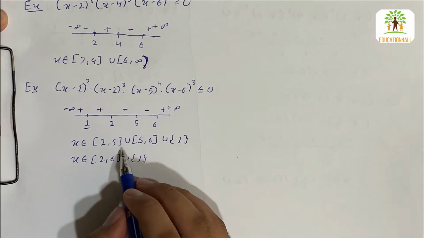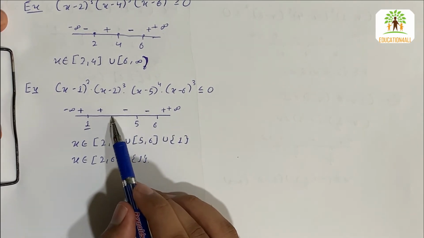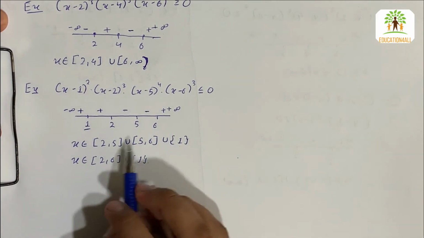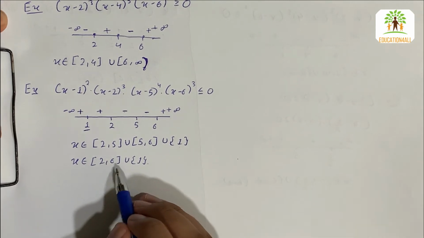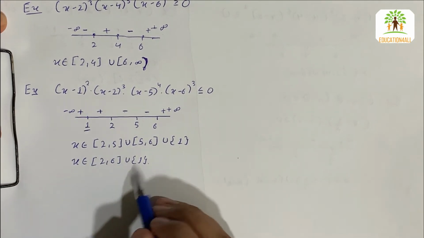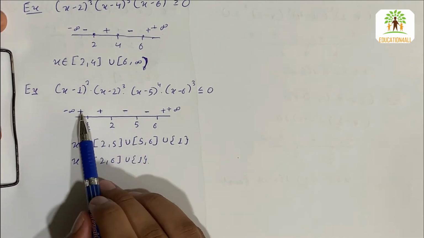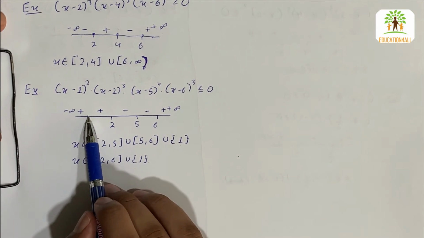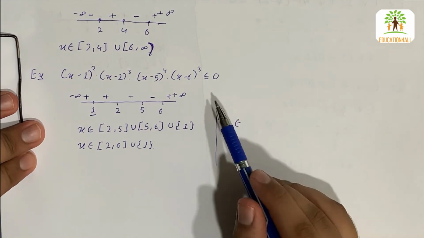We have combined both these values here only because these are closed values, which is specified with the equals to sign. So we can combine both these values and write it as x belongs to [2, 6] in closed brackets. And this 1 here is specified because we are going from a positive to a positive value, and the 1 here is the middle point.